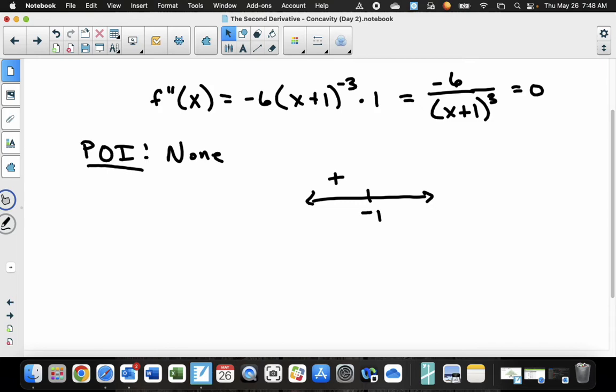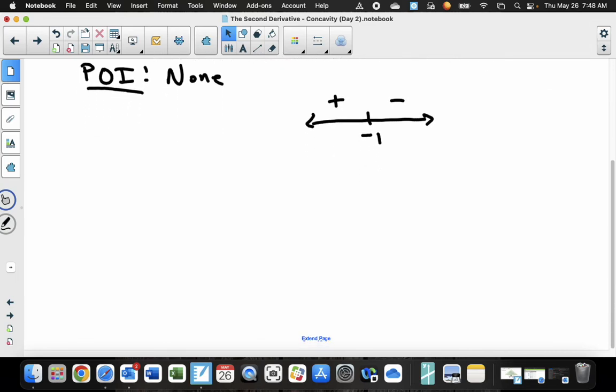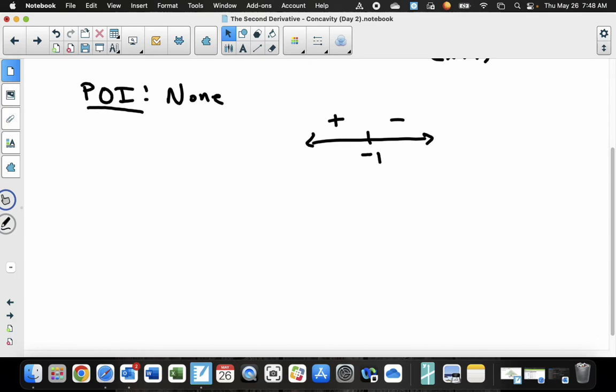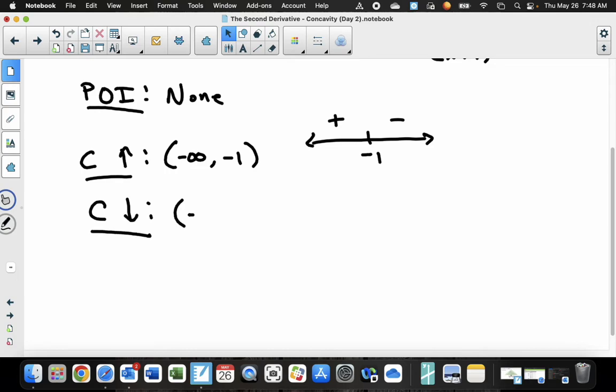If you go through and let's say we plug in 0, negative in the numerator, that doesn't change, but now we would have a positive denominator raised to the third power, still positive. So negative divided by positive is a negative. So it does switch concavity on either side. Okay? And ultimately, if you put this all together, so let me write this down. Concave up, you would have from negative infinity to negative 1. And concave down, we would have from negative 1 to infinity.